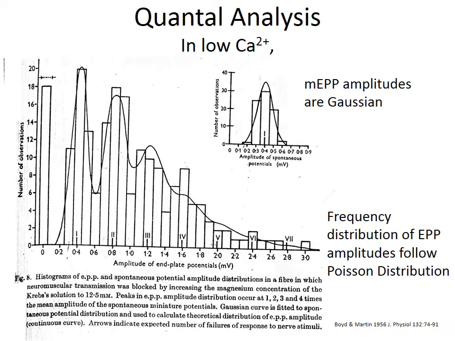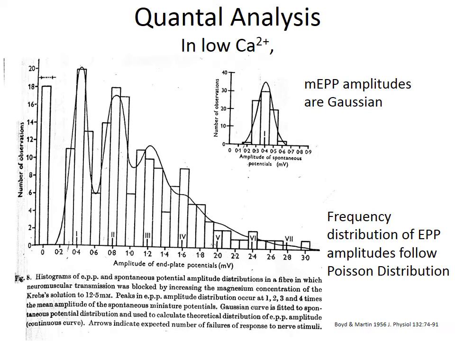The amplitude of these miniature end plate potentials varied ever so slightly, and when the amplitudes were plotted, they formed a perfect Gaussian distribution. That's true in the absence of calcium and in the presence of calcium, and the larger evoked potentials in the presence of calcium also formed very nice Gaussian distributions.